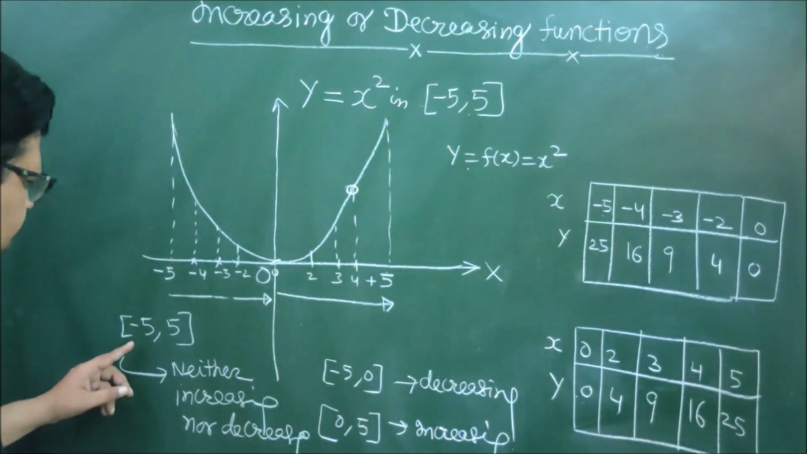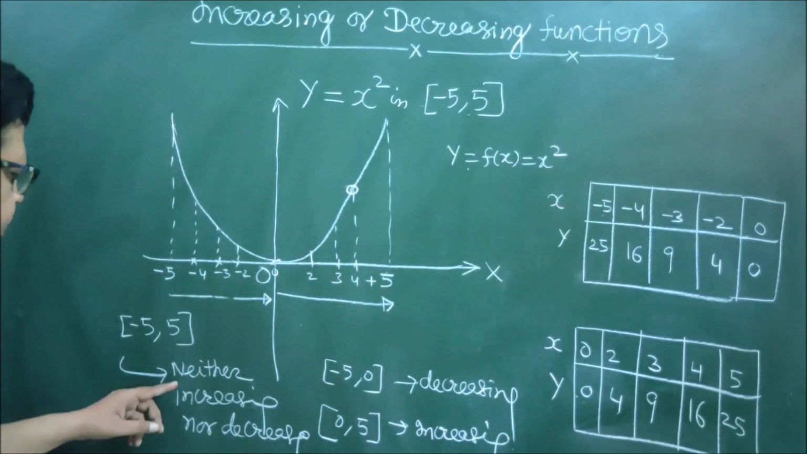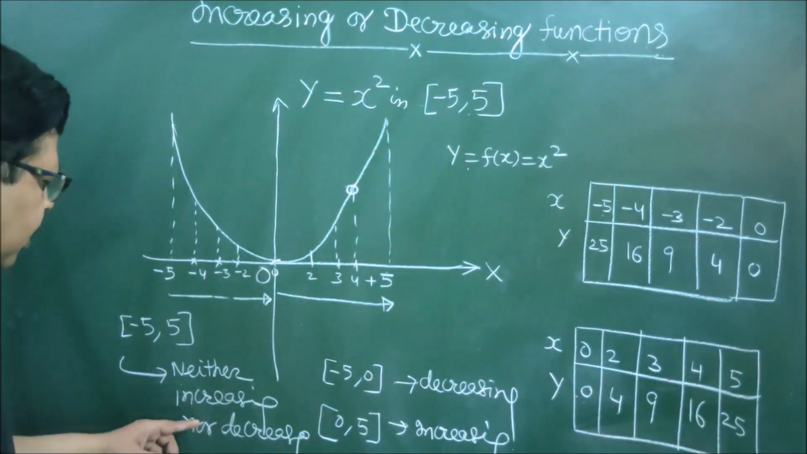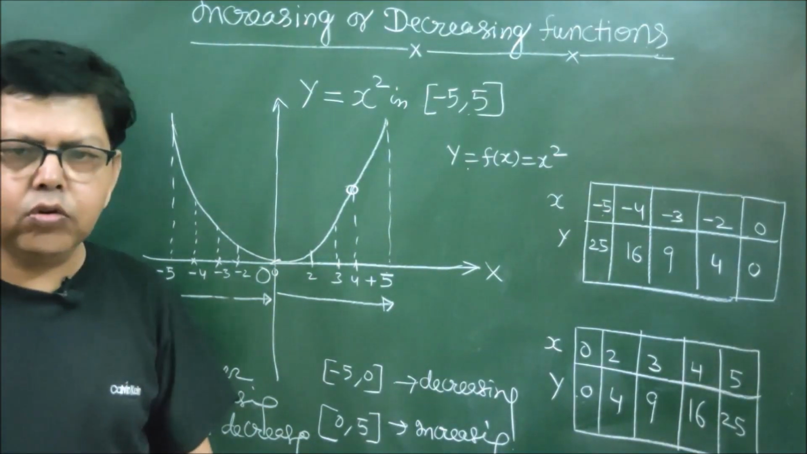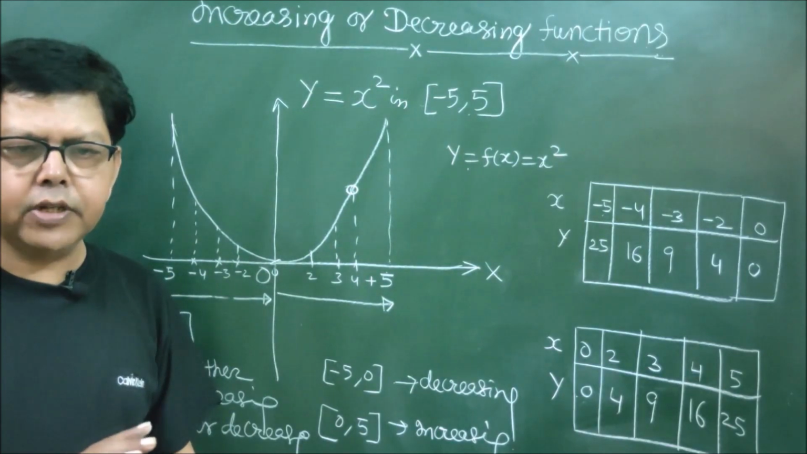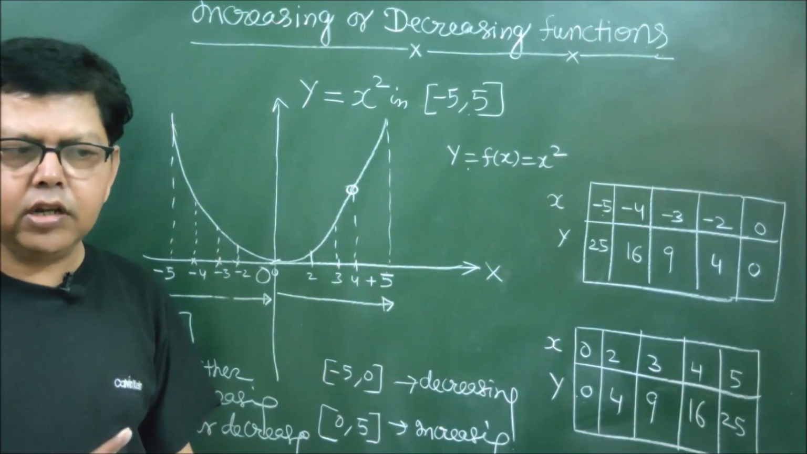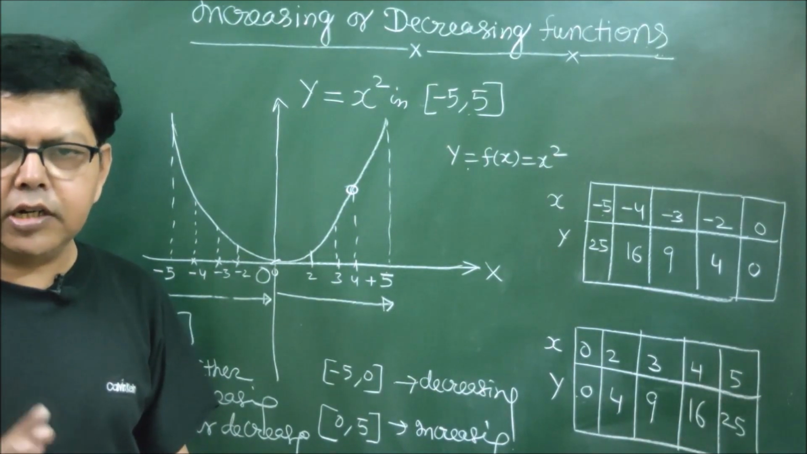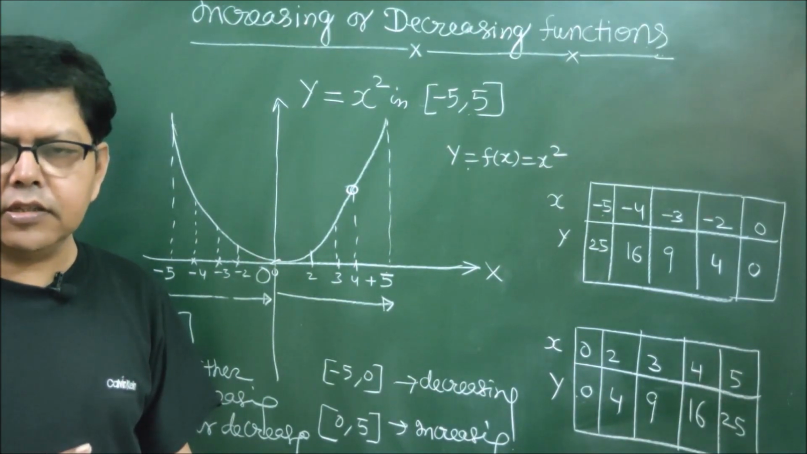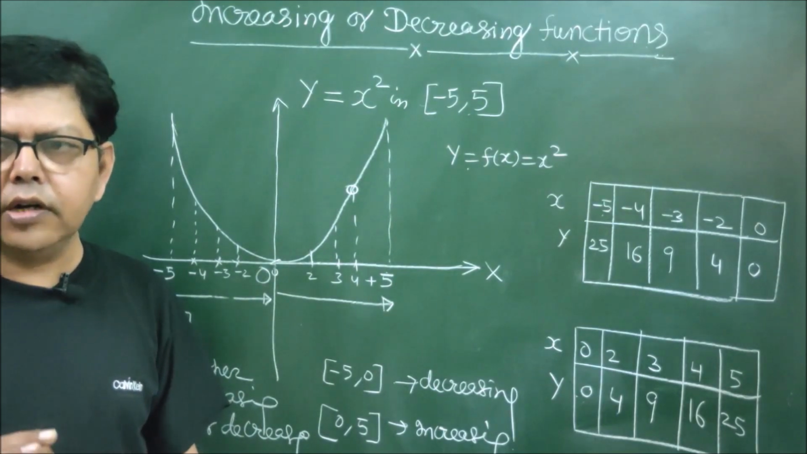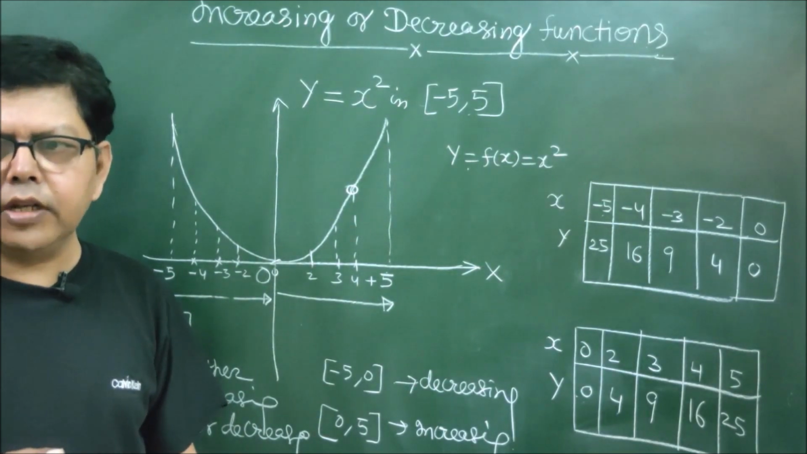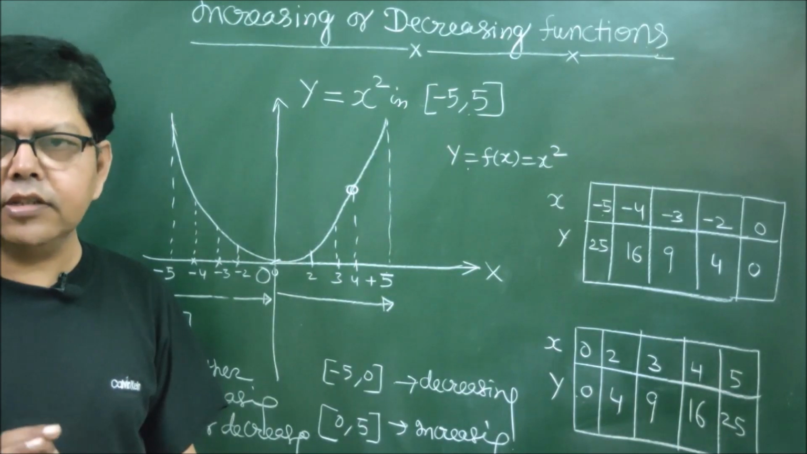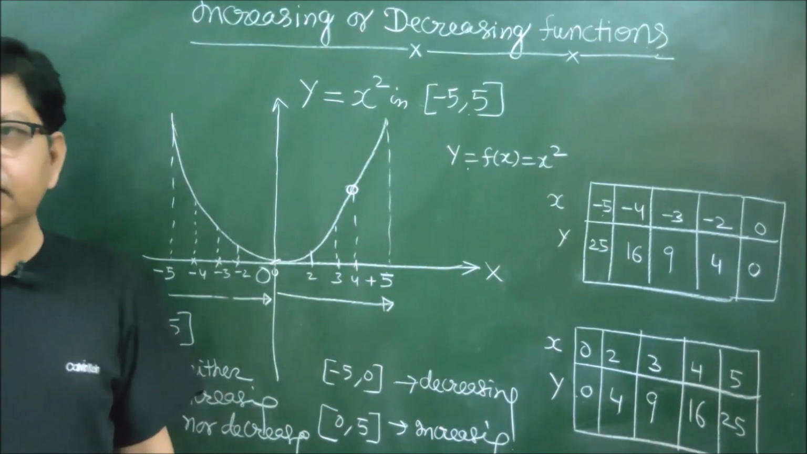And in the whole interval minus 5 to 5 it is neither increasing nor decreasing, because there is no specific trend, means either increasing or decreasing. For some interval it is decreasing, for some interval it is increasing. Then we say that in the whole interval it is neither increasing nor decreasing. So this was the basic concept of increasing and decreasing function.